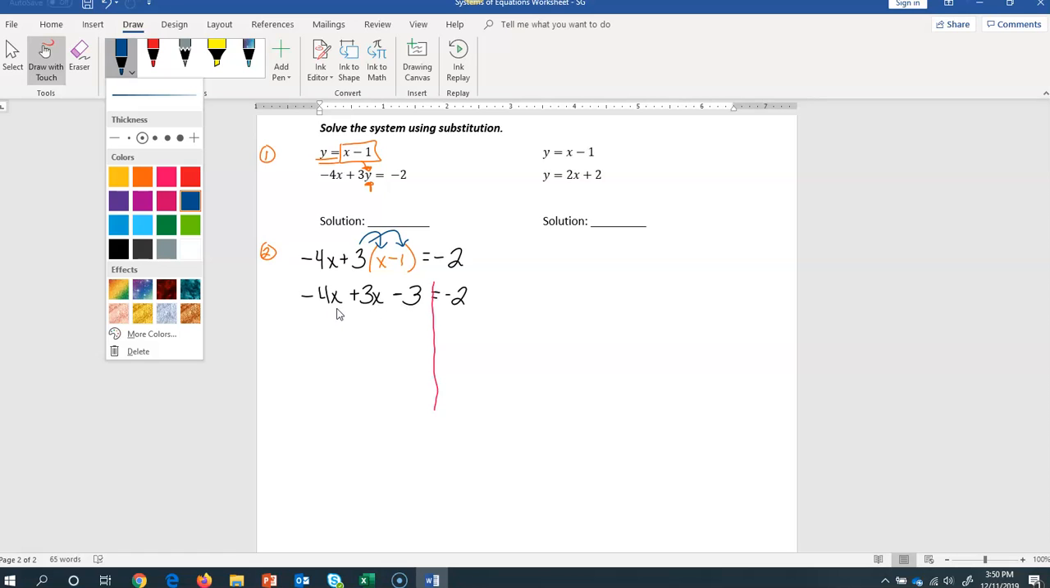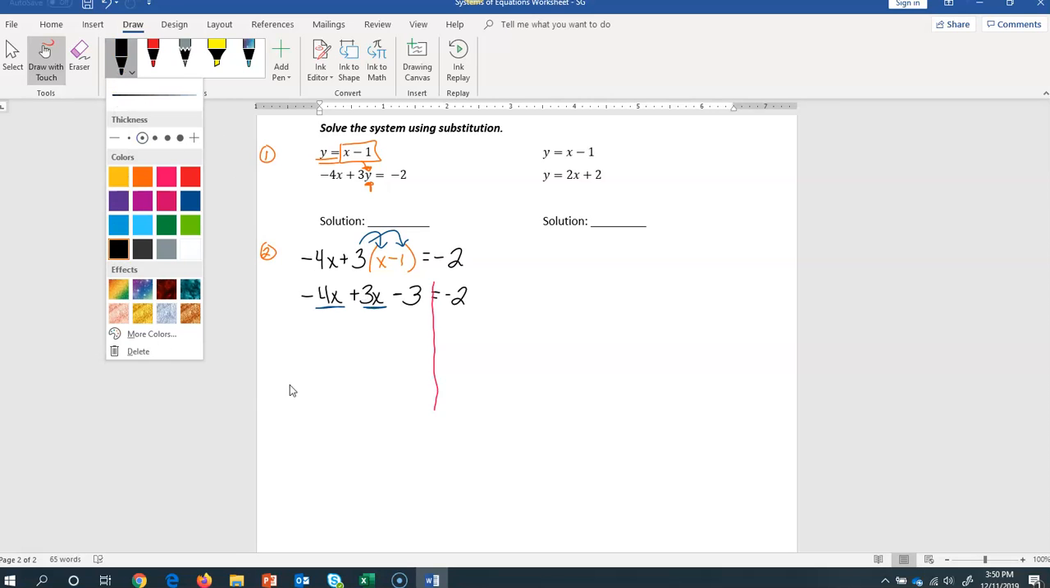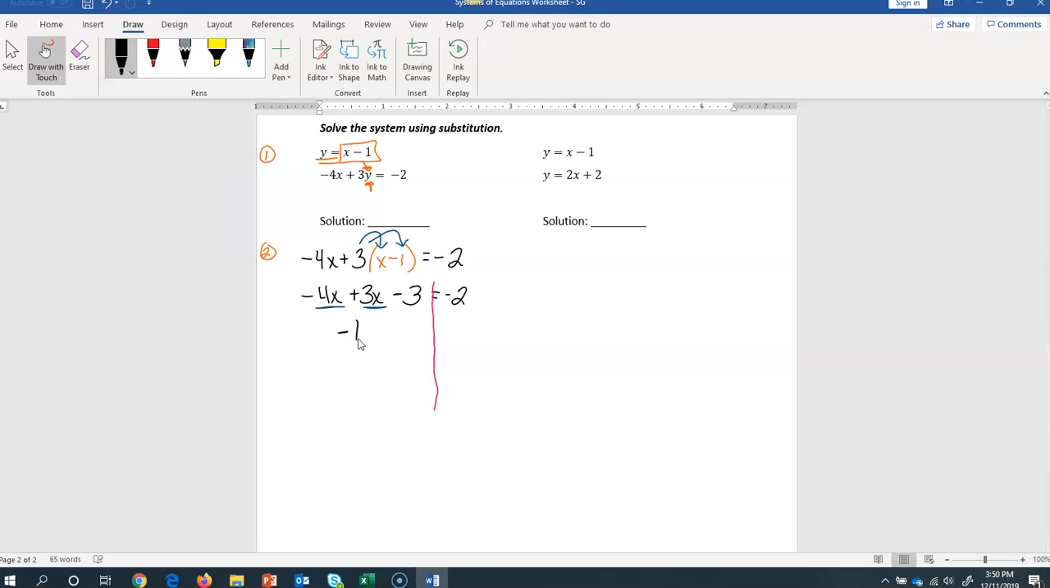So over here, like terms, sure enough, because negative 4x and 3x, the fact that they both have x's makes those like terms. So there's my like terms. So negative 4 plus 3, my signs are different, which means I subtract. So 4 minus 3 is 1. But then I use the sign of the bigger number. 4 is bigger, so it's negative. So I'm going to have negative 1x. And then again, I just bring everything else down. Minus 3 equals a negative 2. All right. So there's combining my like terms.